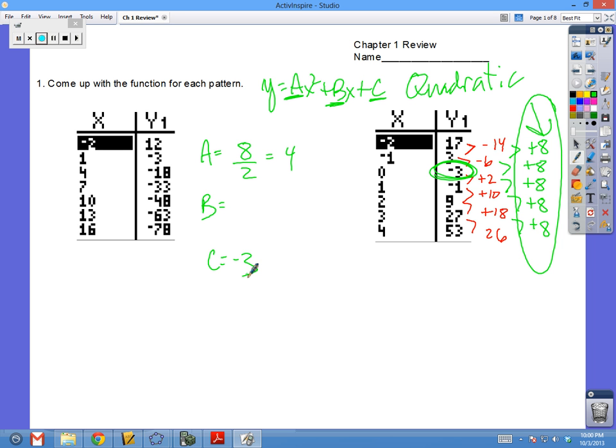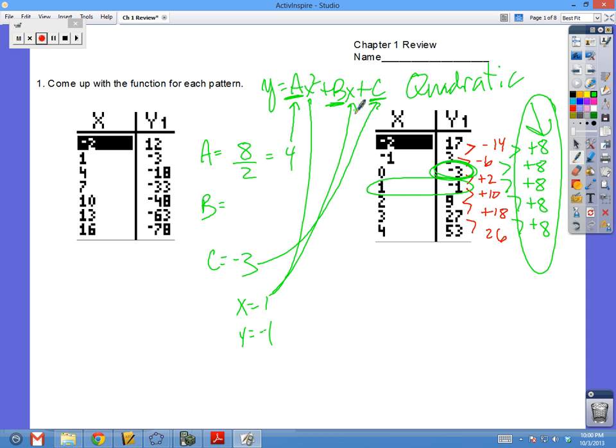Okay, now the only way to find b is to use this equation, and let's plug 4 in place of a, let's plug -3 in place of c, and then we're going to replace the y's and x's. So to do that, choose a pair, and we're going to choose x is 1, y is -1. So I'm going to put the x right there and right there, and the y is going to go right there.